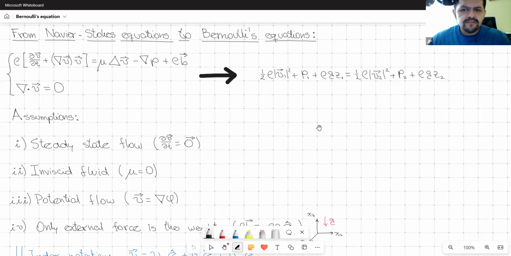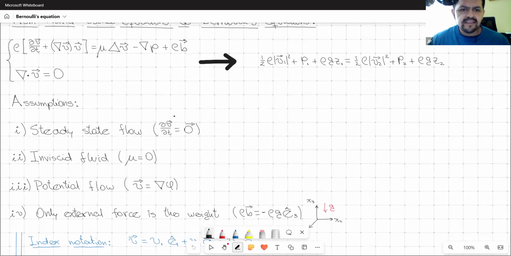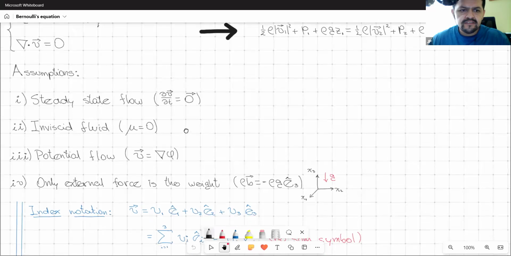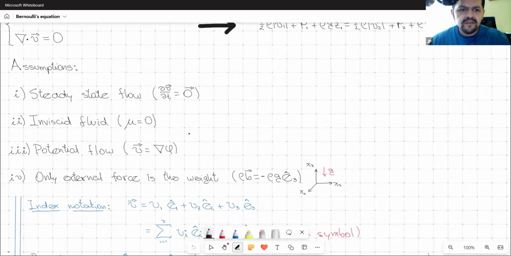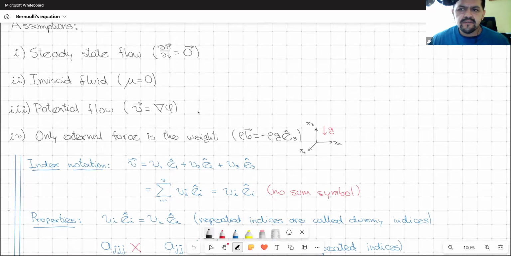The main assumptions on the problem are essentially that we're looking for a steady state flow, so the solution will not depend on time. The next assumption is about the inviscid fluid, meaning that we assume there's no viscosity in the flow. And then we'll say also that this is a potential flow, meaning that the velocity field is given as the gradient of a scalar field.